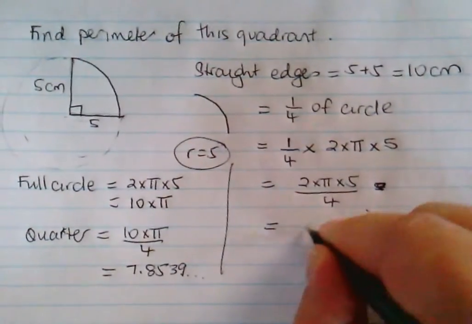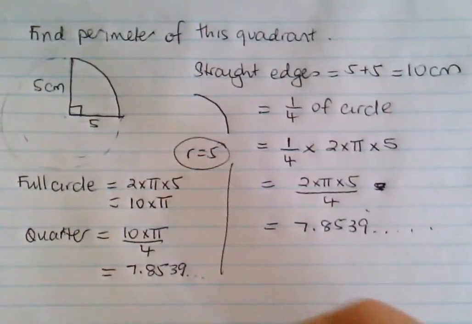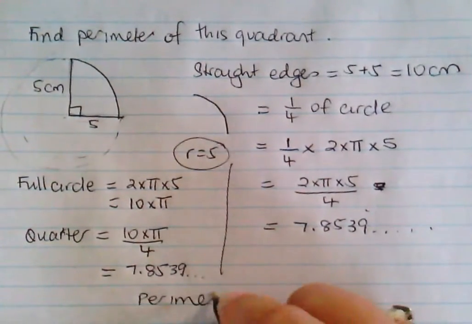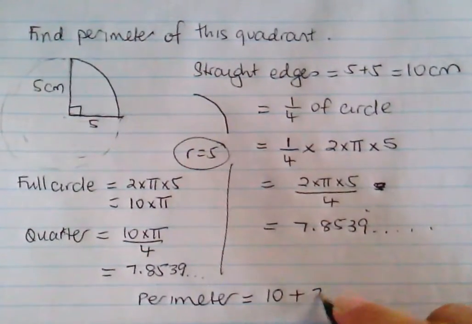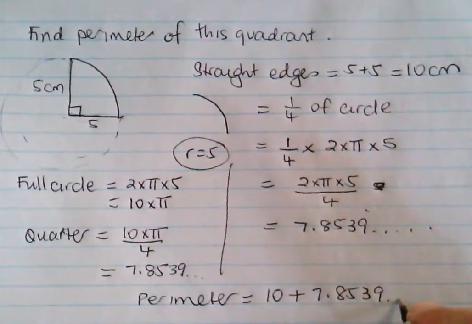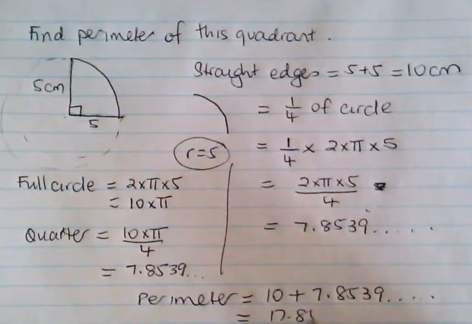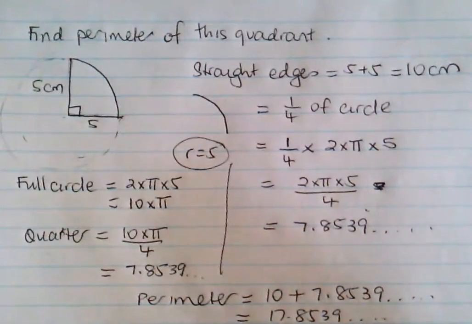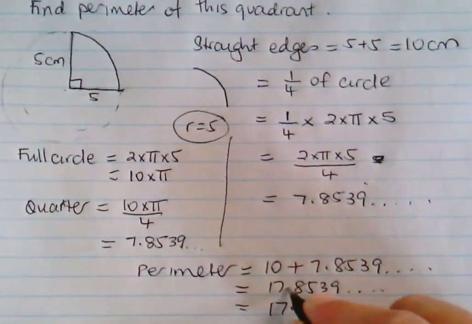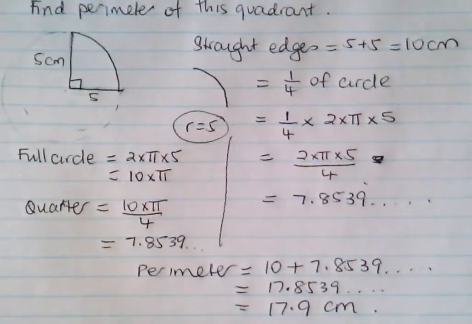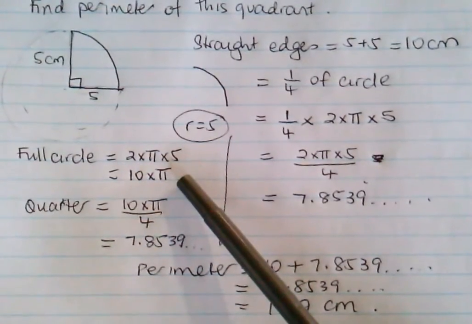7.8539, etc. So here it's also the same, 7.8539... And so therefore the perimeter is your straight edges, which are 10, plus the 7.8539... And it's 17.8539... To 1 decimal place, 17.9 centimeters.